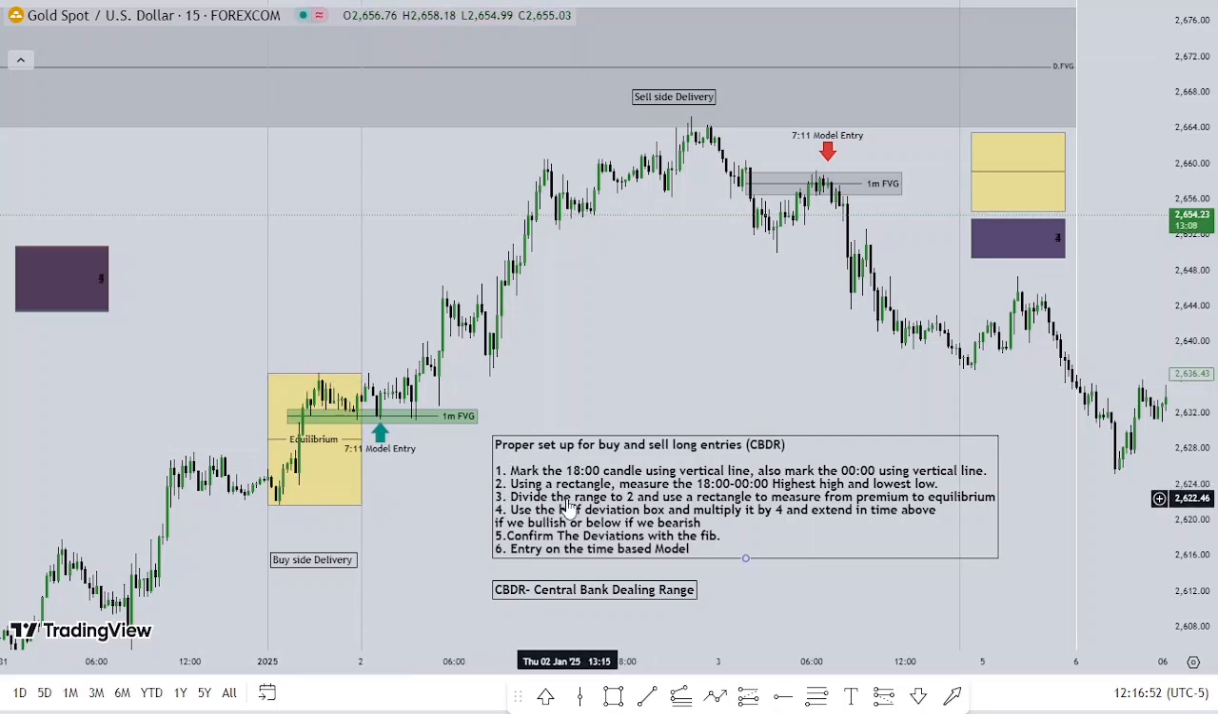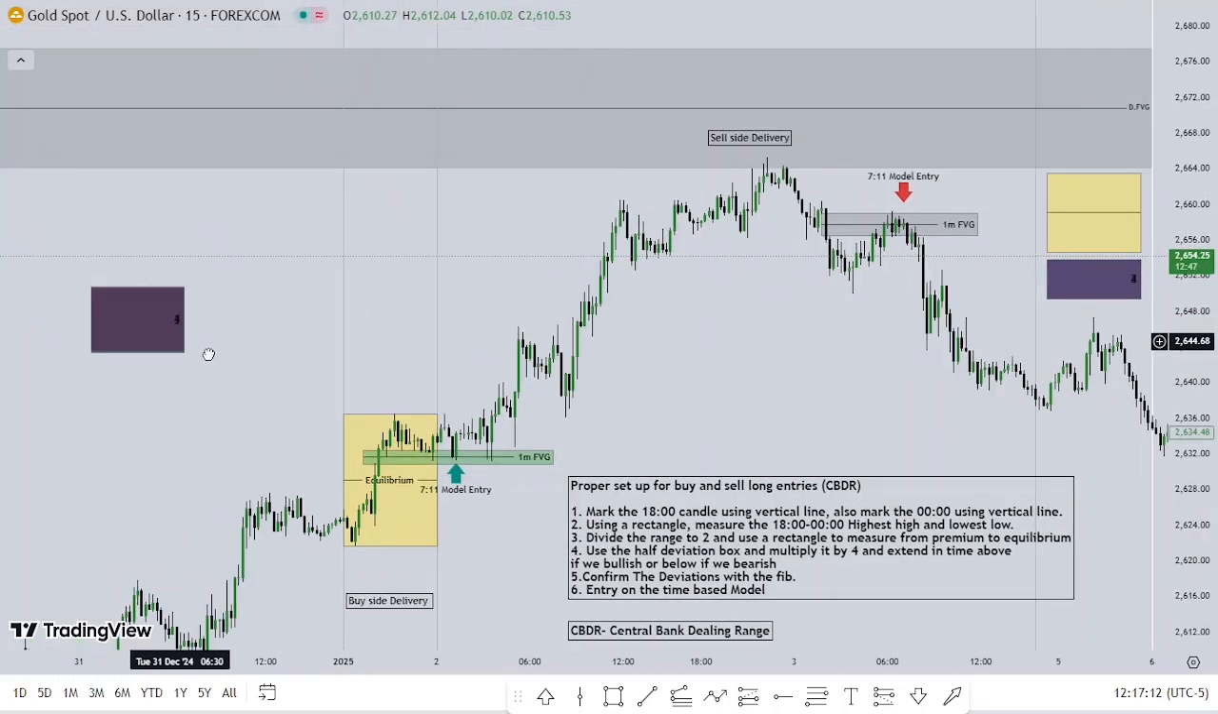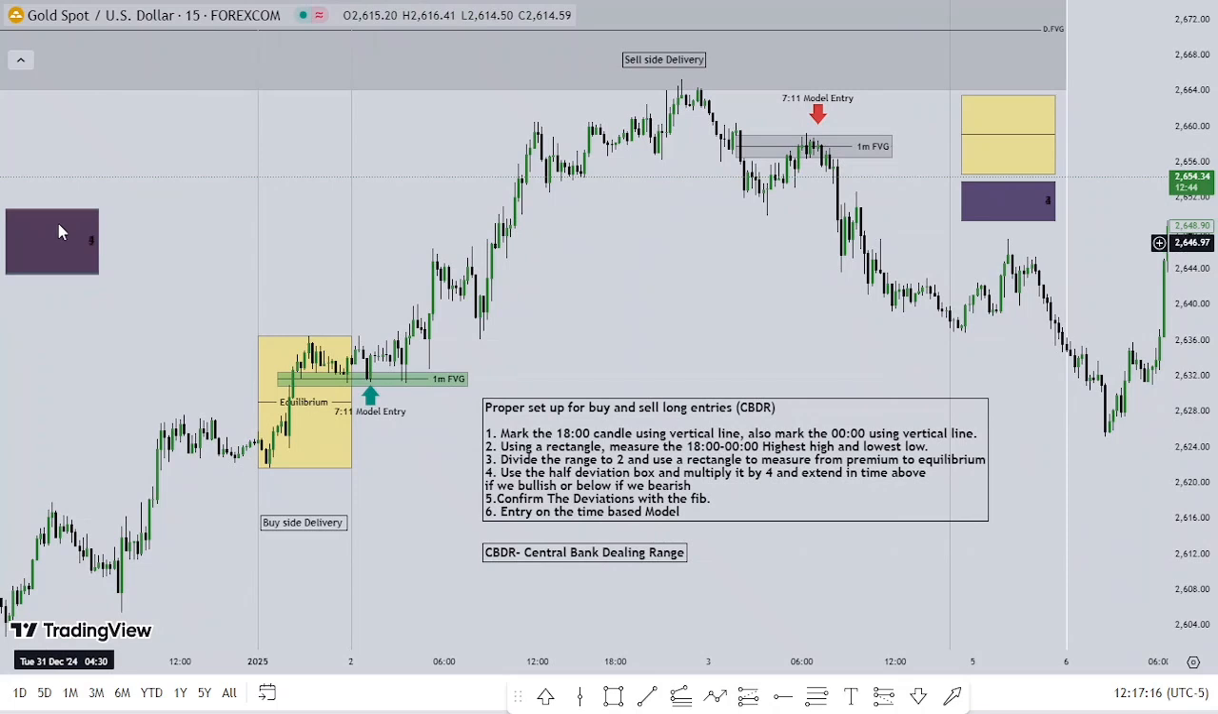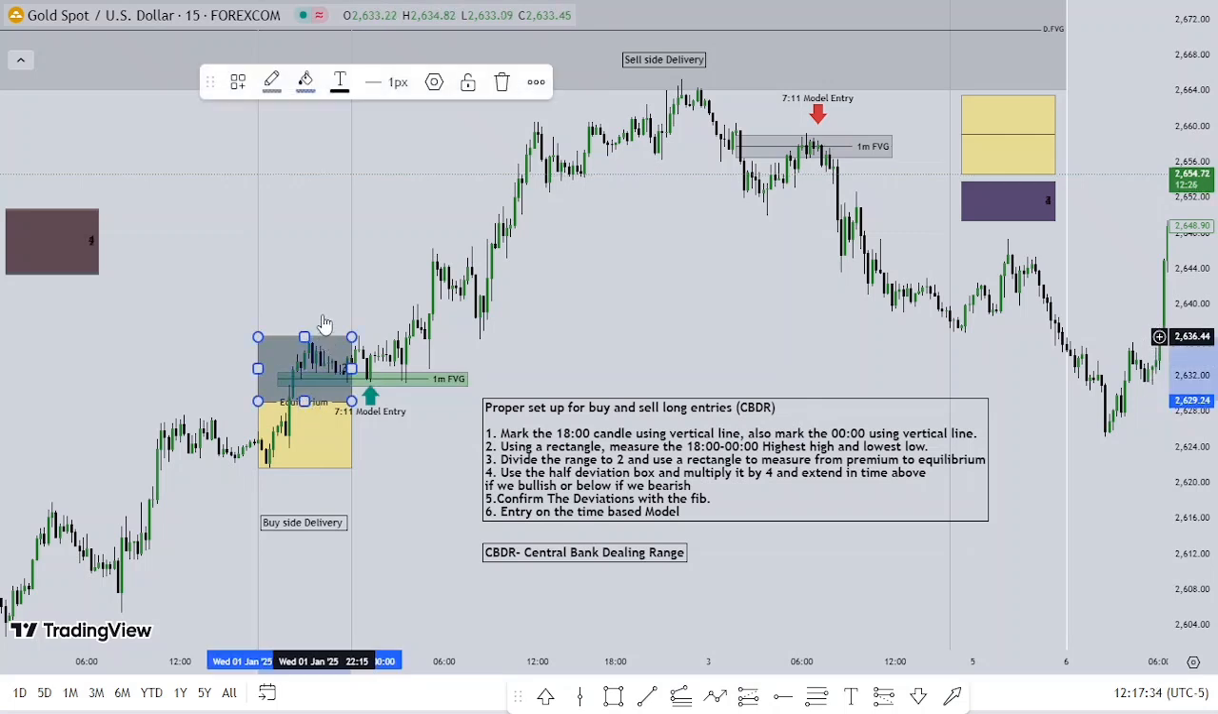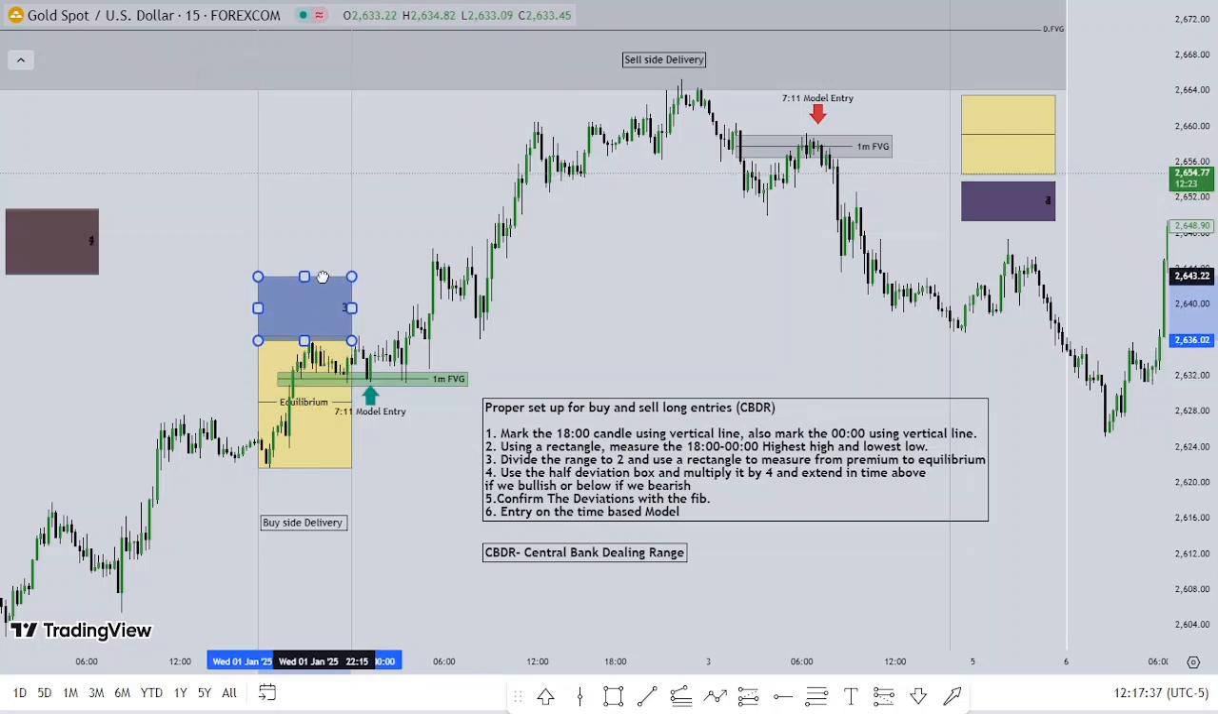Then step number 3, divide the range into 2 and use the rectangle to measure from premium to equilibrium. So we divide the range into 2. So we have the premium here at the top, and the equilibrium is obviously the half of the box, and this is the discount at the bottom. So here we just take another, oh sorry, let me just take this box because I already measured it. As you can see, this is the half of the range. This high here and the equilibrium, the premium and the equilibrium. Then you take this half and you extend it in time. That's the next step.